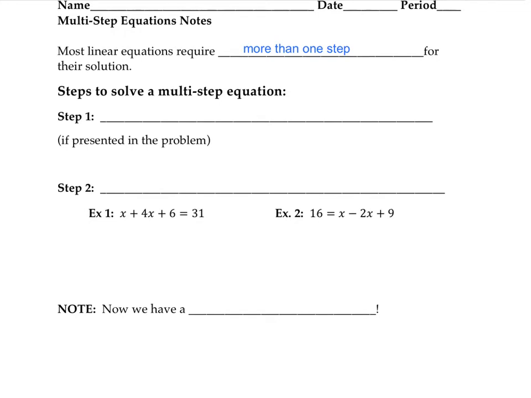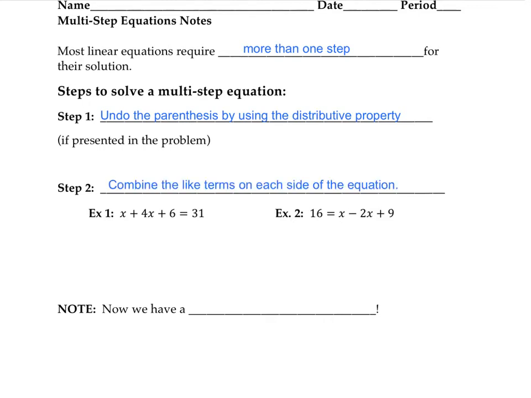Step 1, we want to undo the parentheses by using the distributive property. And that's only if it's presented in the problem. If there are no parentheses in the problem, you're going to go to step 2, which is combine your like terms on each side of the equation.